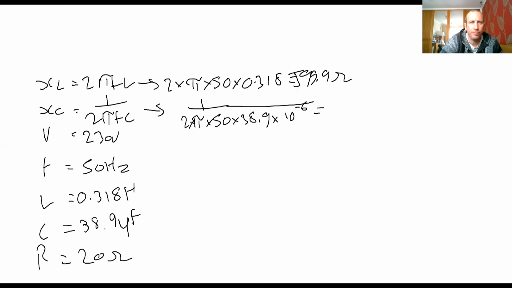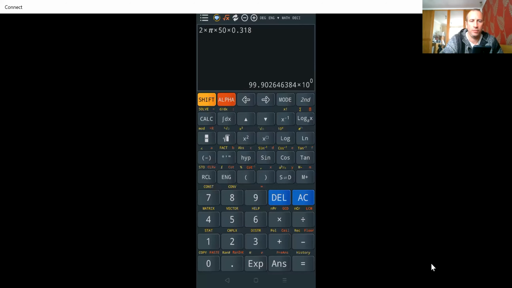Right, and the next one. So we got 1 over 2 times pi times 50 times 38.9 times 10 to the minus 6 because it was micro. 81.83. Okay, 81.83.